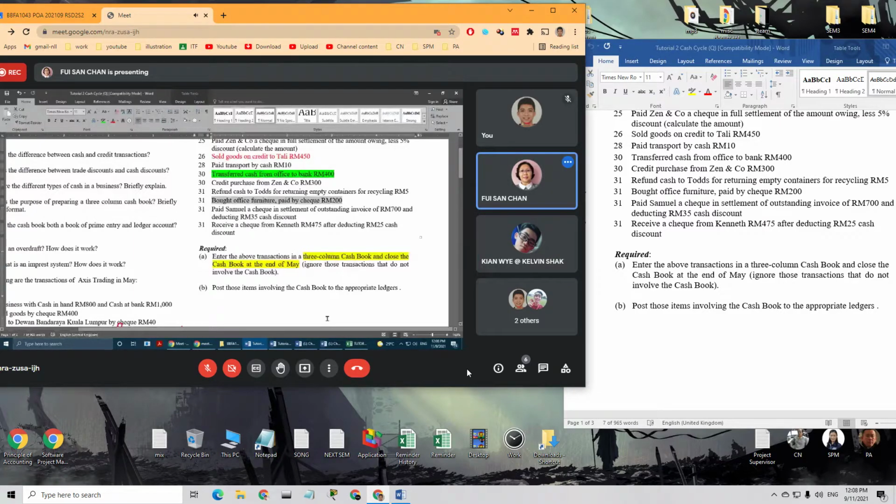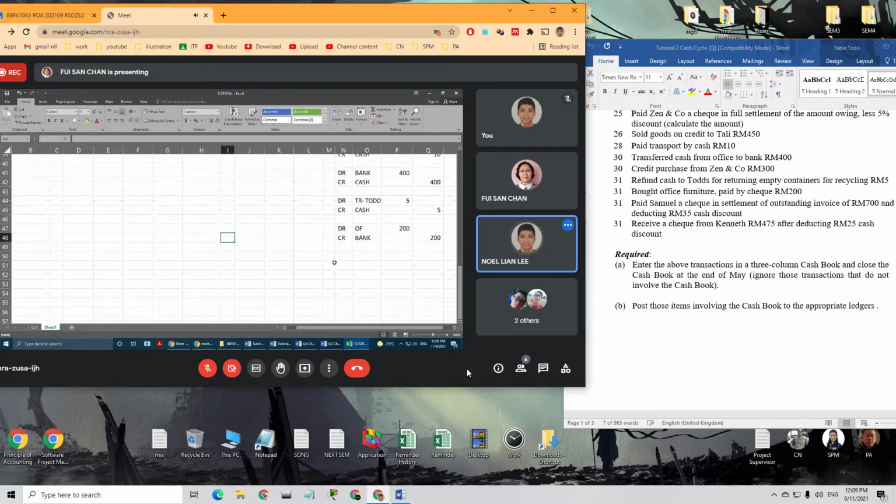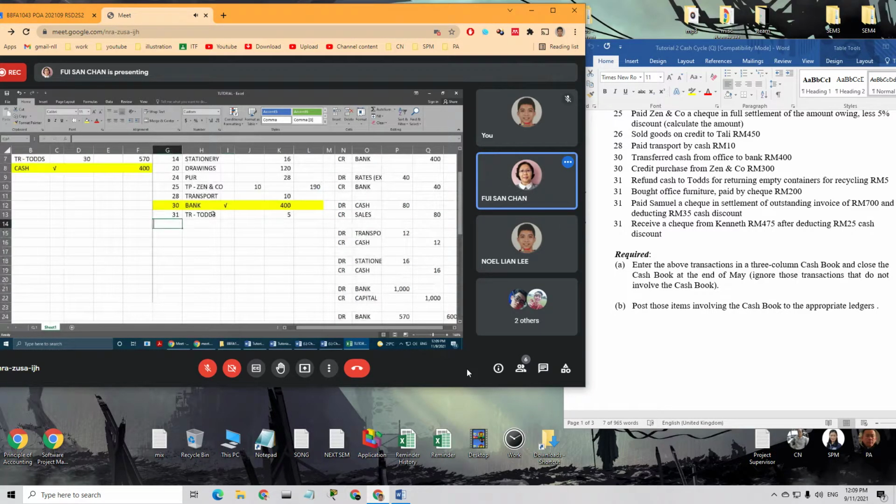Buying assets. So what do we debit? Office furniture. Yes, we debit office furniture. So I put OF, office furniture, and what do we credit? Bank. Yes, we credit bank. So office furniture is 200. If you write furniture only, also can. So on the 31st, you are telling people that we are buying office furniture and paying by check 200, so under the bank column.